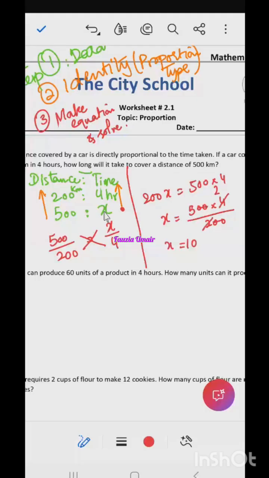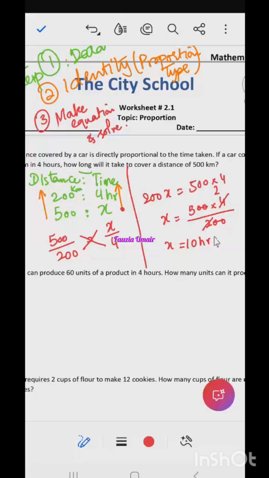10, and what is the unit of x? Hours. Yes, 10 hours. So is it making sense? Like, is this question clear? Yes, ma'am.